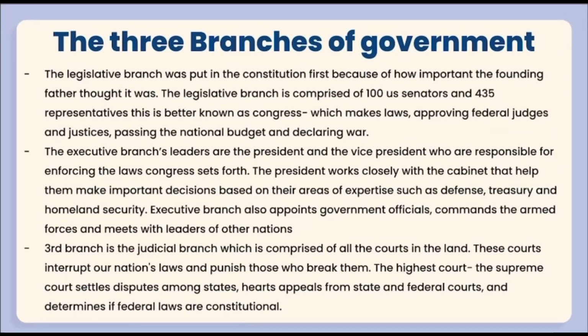And last but not least is our third branch of government, which is the judicial branch. The judicial branch is comprised of all the courts in the land. These courts interpret our nation's laws and punish those who break them, the highest court being the Supreme Court. The Supreme Court settles disputes among states, hears appeals from the states and federal courts, and they determine if the federal laws are constitutional or not.